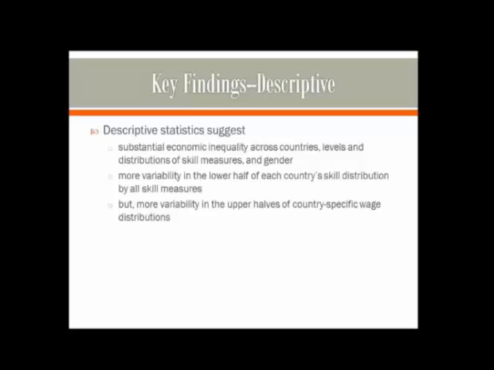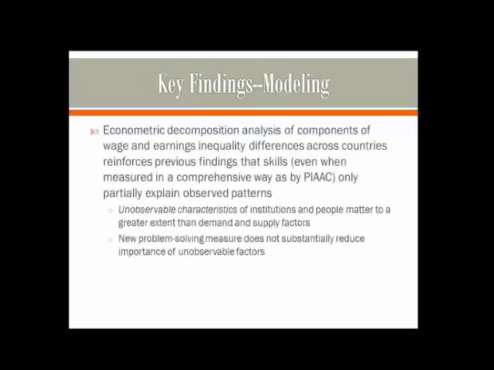So just to give you a quick preview in terms of my findings, in a descriptive sense, there is, of course, evidence in PIAAC of substantial economic inequality, also inequality in terms of skill measures across countries, across genders, etc. In addition to that, I can see that in terms of skill measures, there's more variability in the lower half of each country's skill distribution, but there's more variability in the upper halves of country-specific wage distributions. And so we'll be trying to think about that pattern as well.